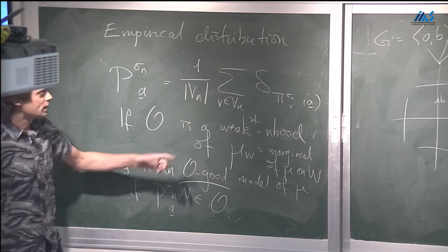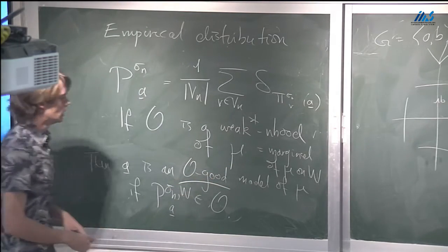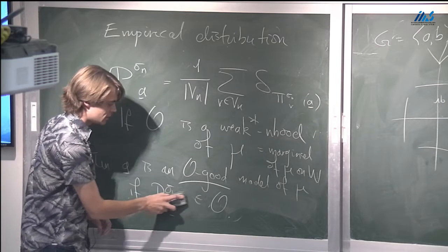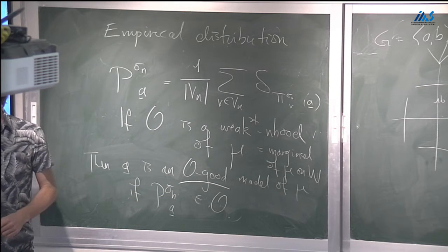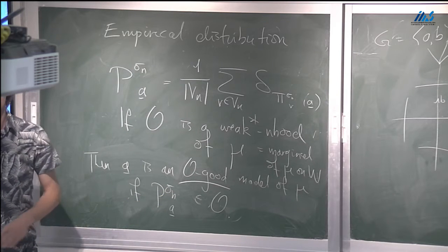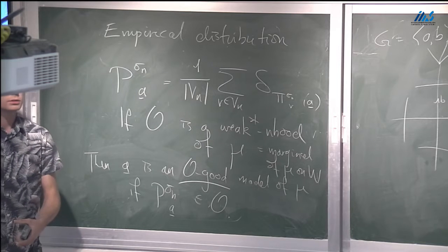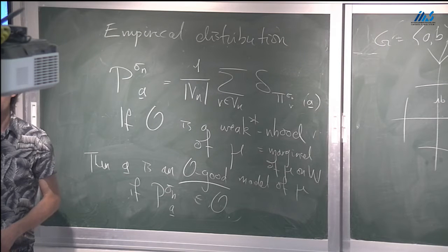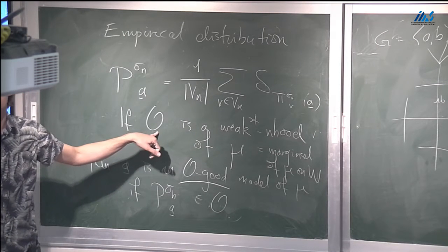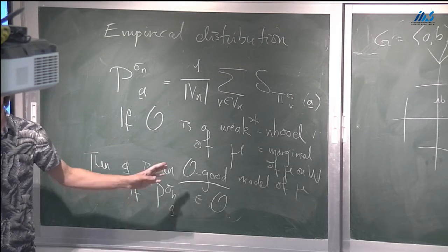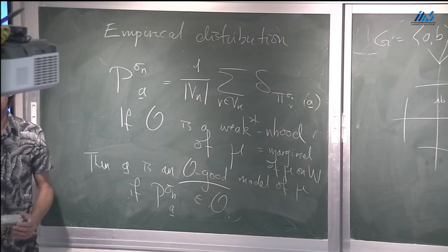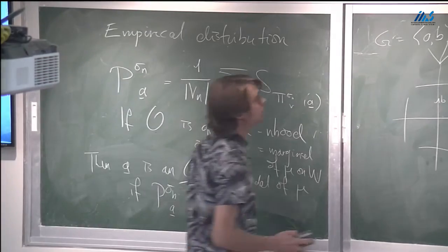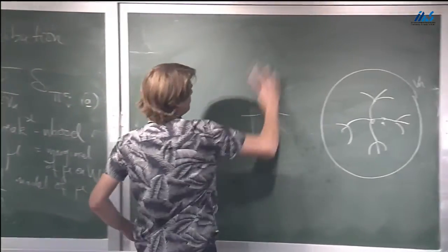And now again, you pick a weak star neighborhood of mu itself, and you say that A is an O-good model of mu if its empirical distribution is in the weak star neighborhood. And this doesn't really change anything because in the weak star topology, there will be a finite window such that the weak star neighborhood only cares what happens in that finite window. So really, I can hide the choice of W inside this O, and that makes the notation shorter. Okay, does that make sense? Is that confusing? Okay, so that's an empirical distribution and what it means to be a good model.